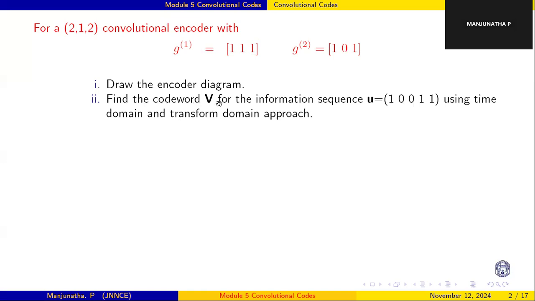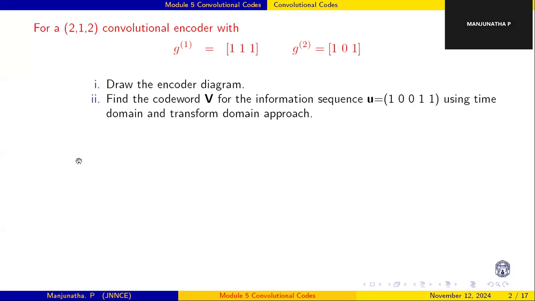Find the code word V for the information sequence U = 10011 using the time domain and transfer domain approach. This will describe the connection details of the encoder. Based on this, we have to draw the encoder. The next step is to find the output sequence, that is, the encoded sequence generated by this encoder.